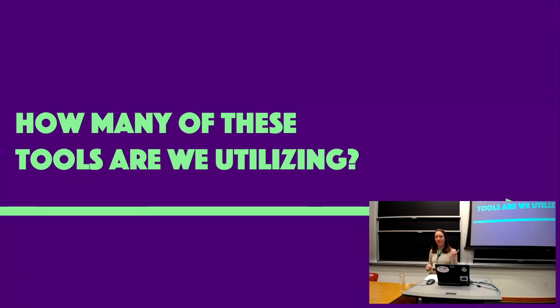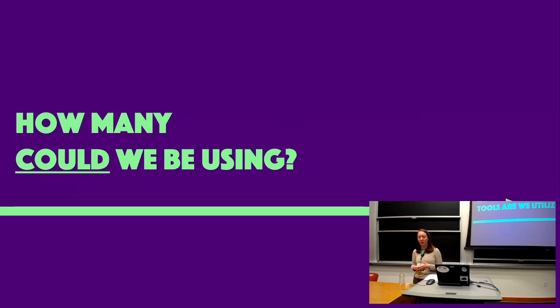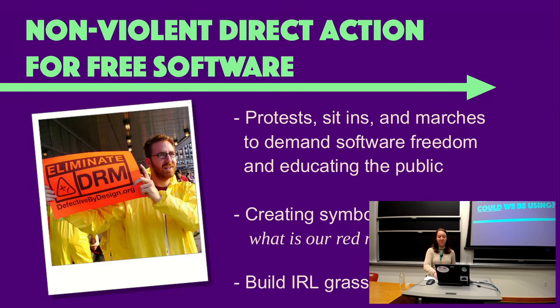So how many of these right now is the free software movement using? The first one that comes to mind is number 72 on that list, boycott. When we refuse to use proprietary software, we're boycotting. But how many could we be using? I'd like to challenge everyone who's active in the free software movement to consider how many more of these can we be using? And do we need to if we want to actually achieve the abolition of the injustice that we're fighting against? So what could nonviolent direct action for free software look like?